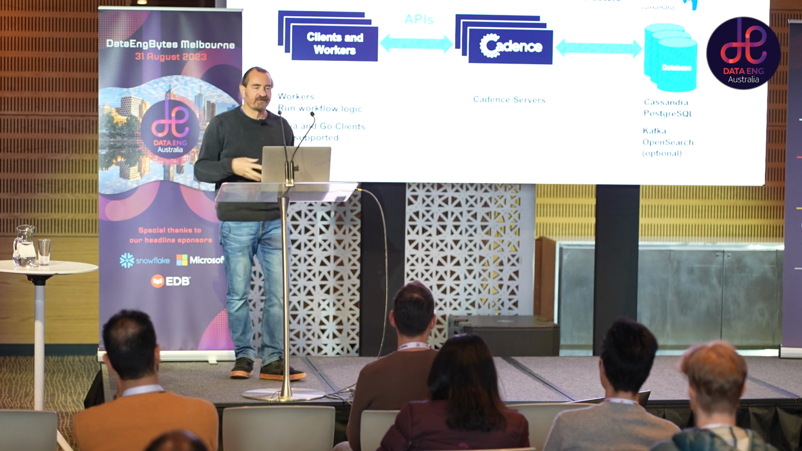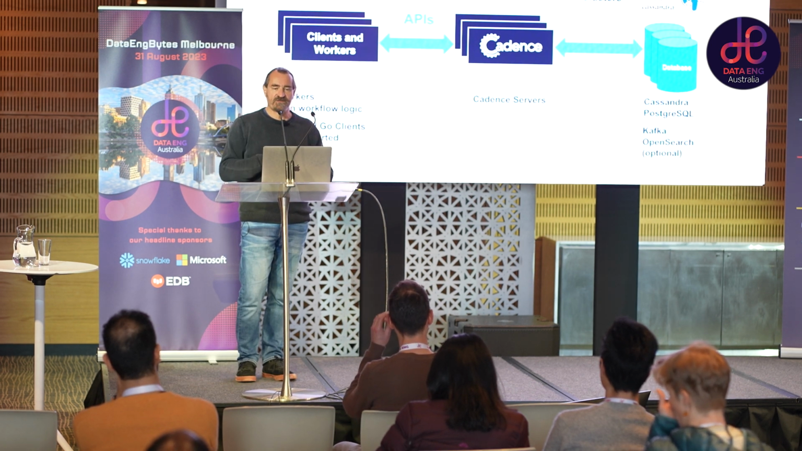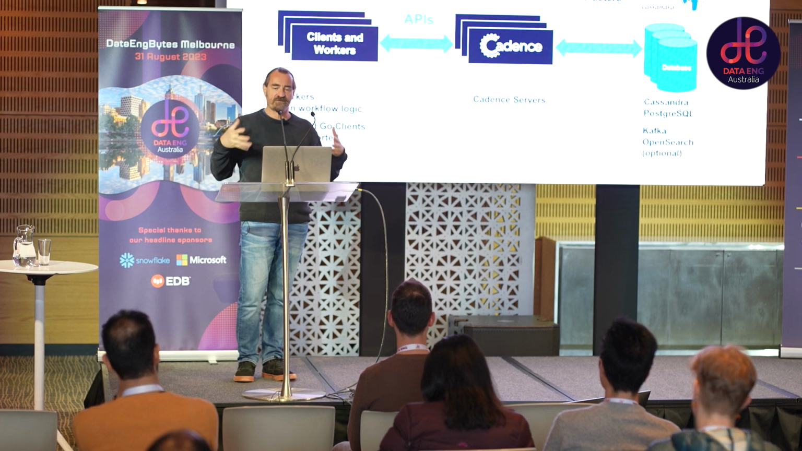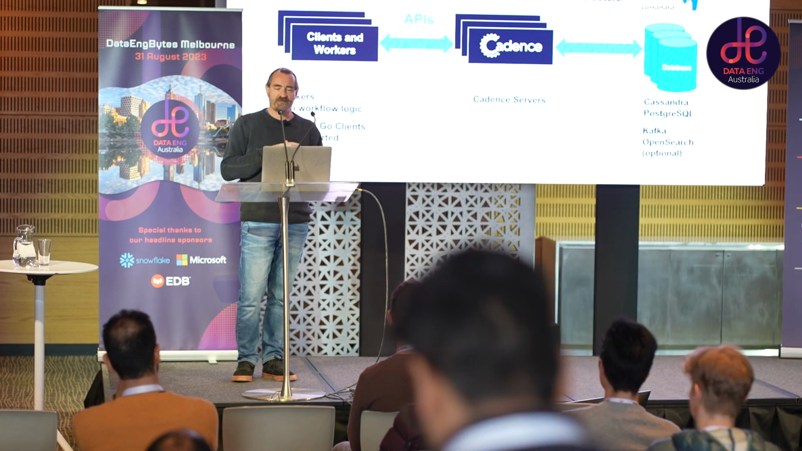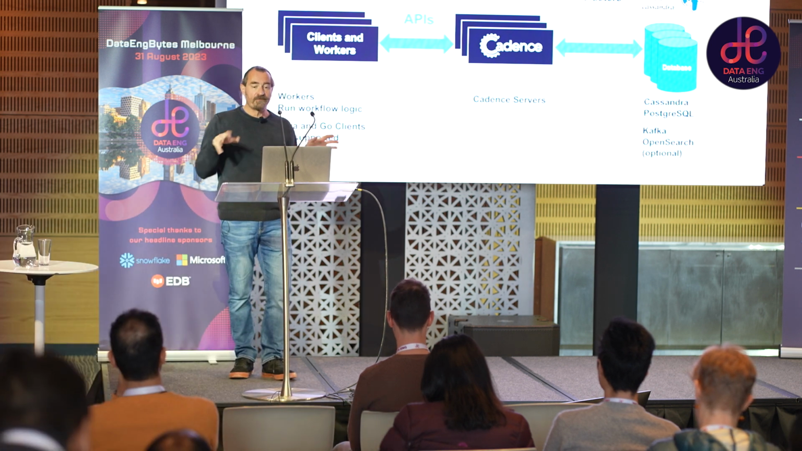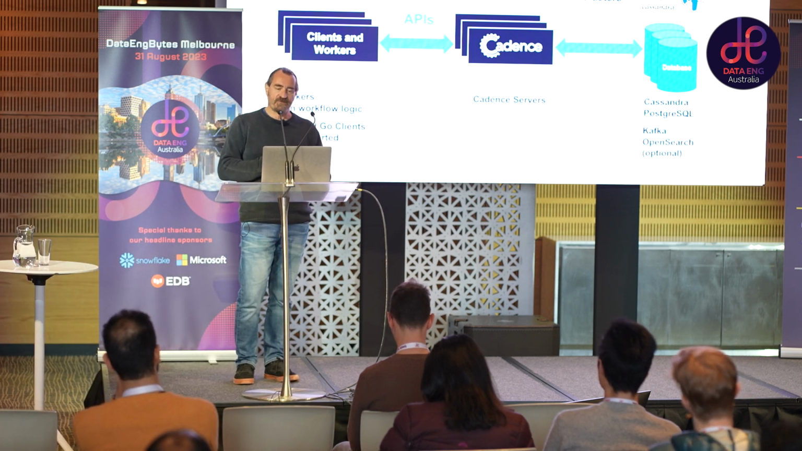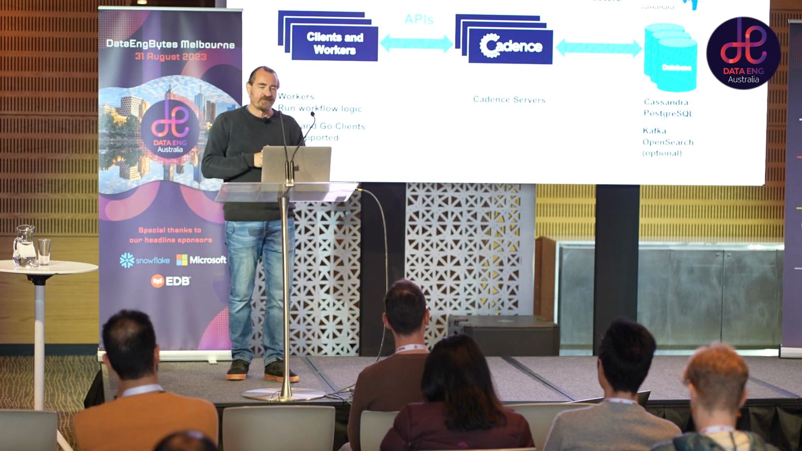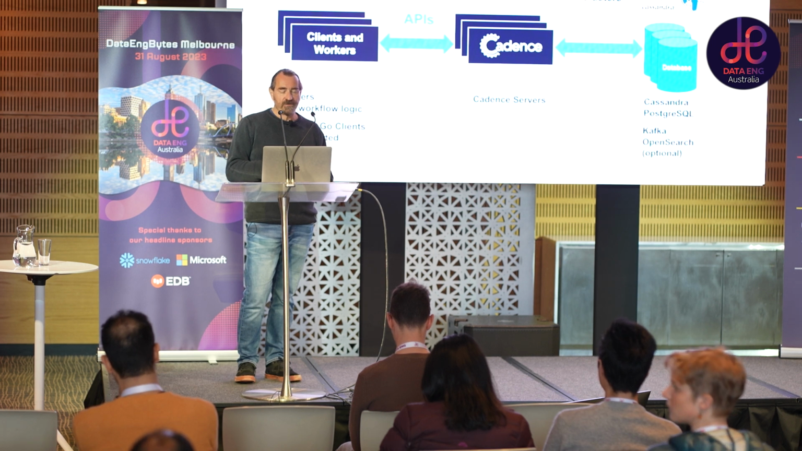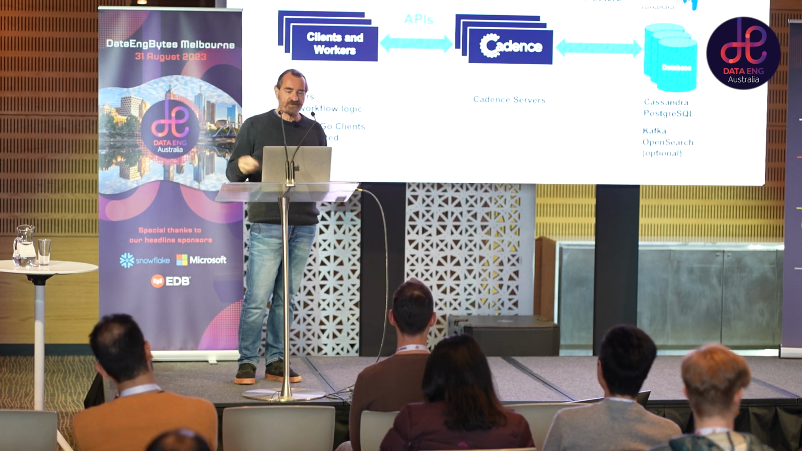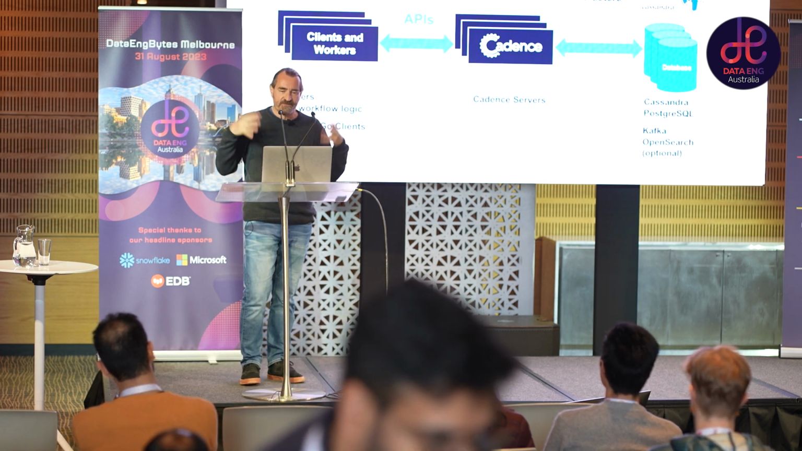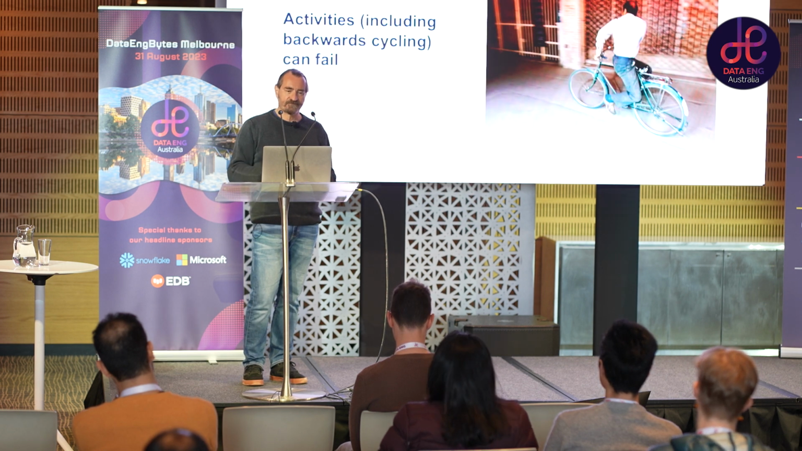Here's the overview of the Cadence architecture as we provide it in our managed service. Basically, at the back end, there's either the Cassandra or the Postgres database that handles the persistence of the state and replaying the state upon failure. Kafka and OpenSearch are optional at the back end for enhanced visibility. We provide the managed Cadence servers, and then there's an API that you can connect to with your client and worker code, which runs the actual workflow logic at that point. But you don't need to worry about anything on the back end at all. We just make sure that it all runs magically for you.